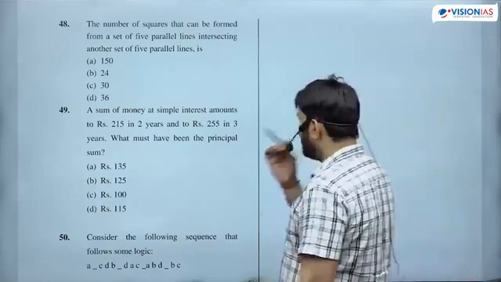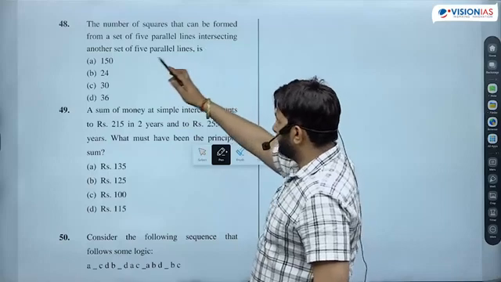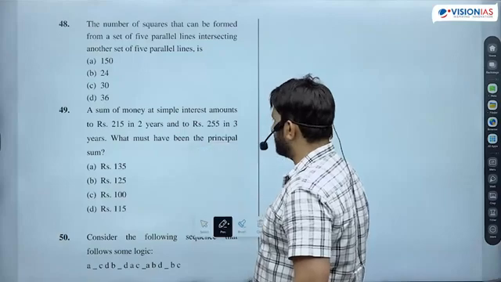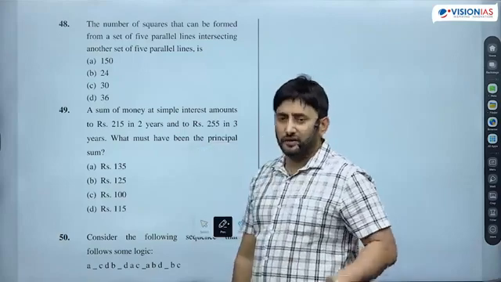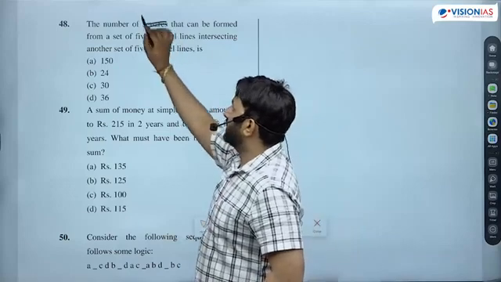देखो बेटा इस क्वेश्चन में थोड़ा सा डिस्प्यूट है. Number of squares that can be formed from a set of 5 parallel lines intersecting another set of 5 parallel lines. So we cannot say that they will be squares. Instead of squares, let us talk about the parallelograms.